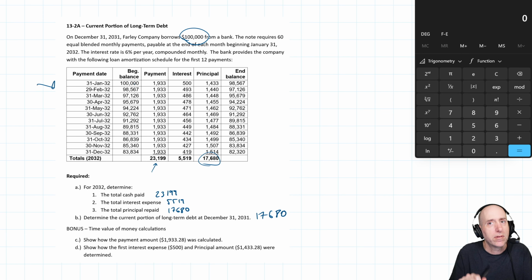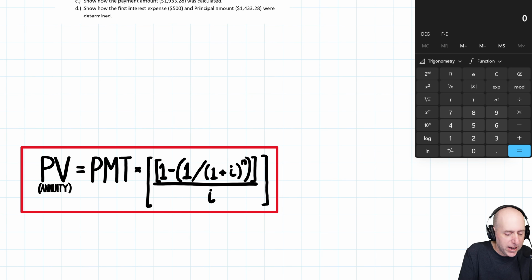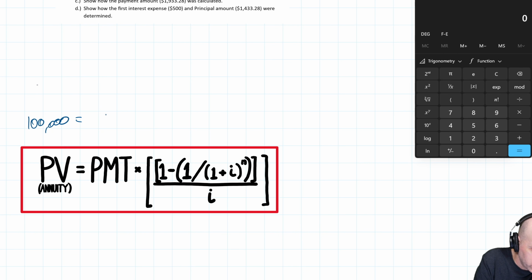We have the interest rate and the number of periods. We can do this. You could do it in a financial calculator, but I'm going to do it by hand. I have my PV of an annuity formula here. We know the PV is $100,000. That's what we're borrowing today. We're solving for payment, which we don't know, times 1 minus 1 over 1 plus i to the t.